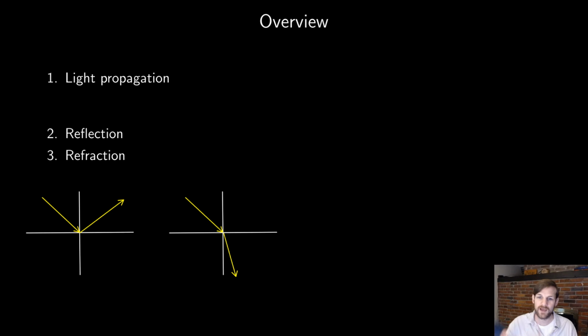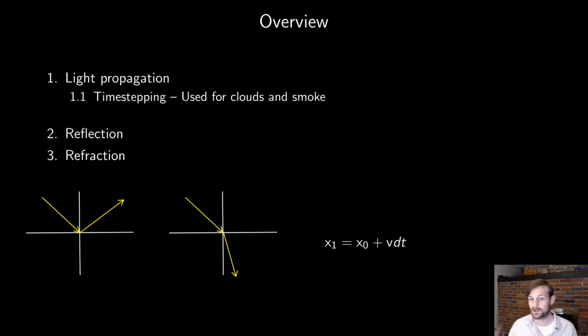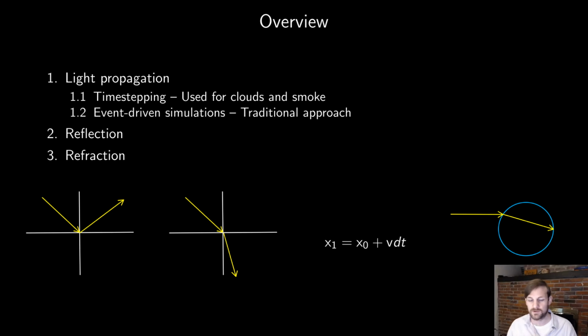In these cases, we have to talk a little bit about refraction, which again we'll talk about more when we get there. For the first point, we'll talk about two different methods. One is time-stepping light. This is typically used for simulating how light moves through clouds or smoke, anything without a hard edge. And 2, we'll talk about event-driven simulations of light. This is where we mathematically determine when each light ray will interact with another object, resulting in less overall computation.